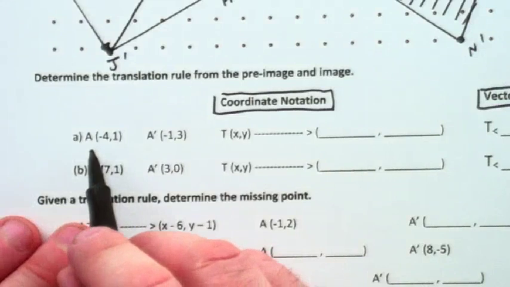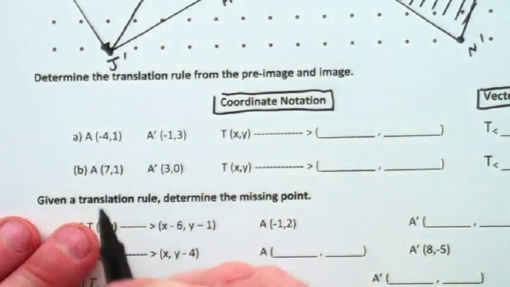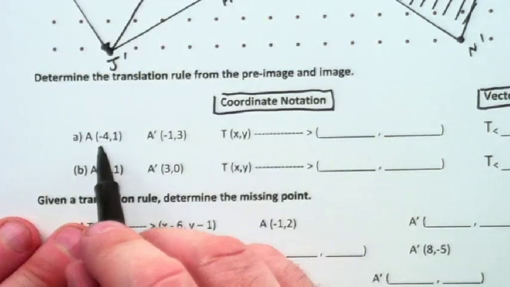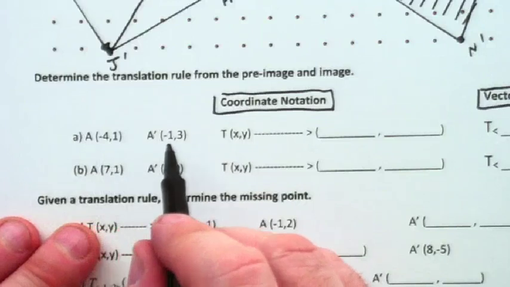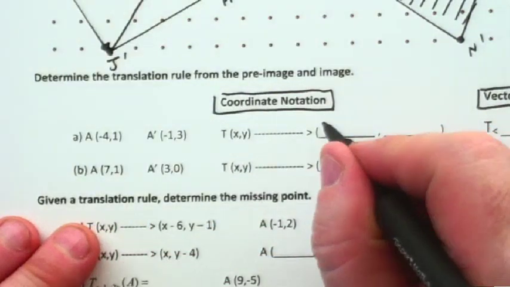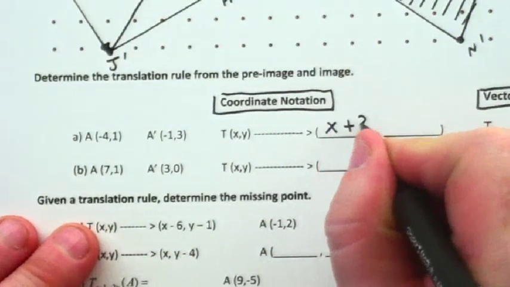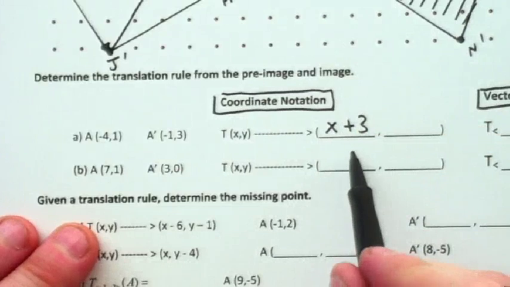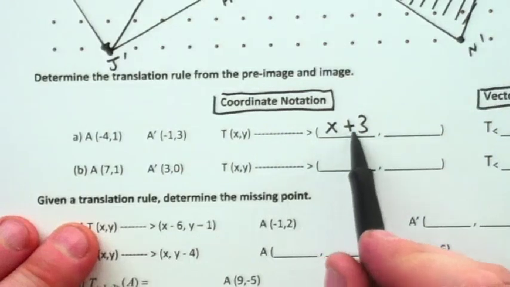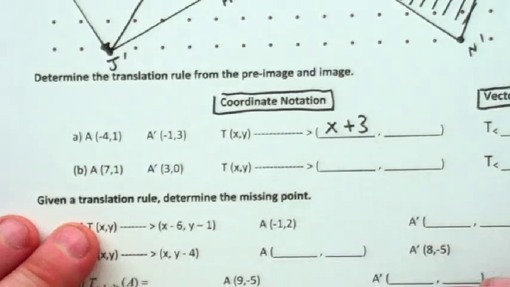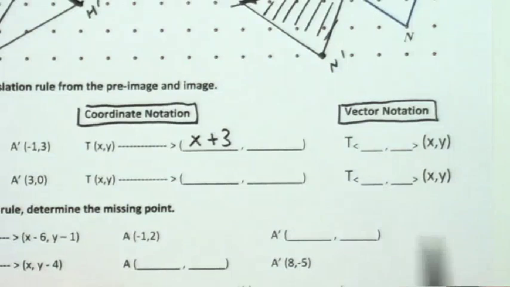Here, the point A moved to A prime. And so it went from negative 4 to negative 1. So in other words, it increased by 3. In coordinate notation, we would say x plus 3. In other words, the x-coordinate added 3. In vector notation, we just put 3.